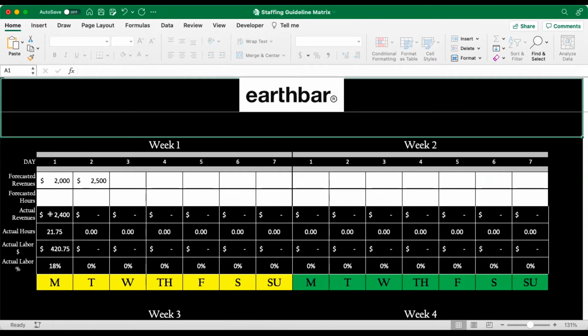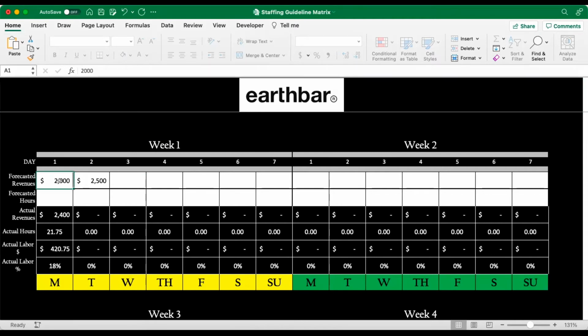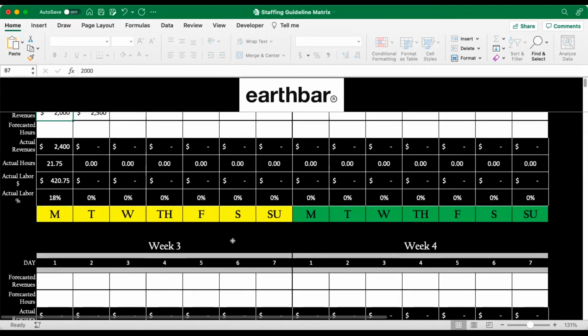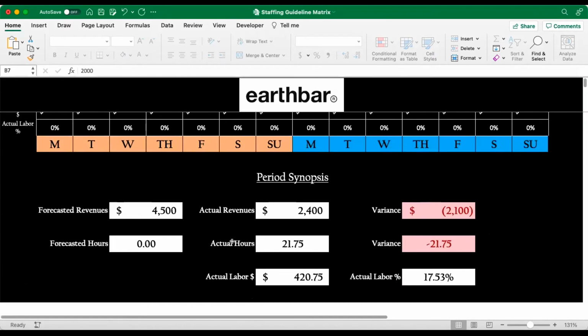So you've got actual revenues, you've got actual hours, but actual labor dollars, you've got an actual labor percentage of what you did for that day, which 18% is phenomenal, right? We all know that. As a matter of fact, it's probably understaffed. Okay, but you were forecasting 2,000, you actually did 2,400. So that makes sense. At the very bottom, you see where that actually plays out, right? Your forecasted versus your actual.